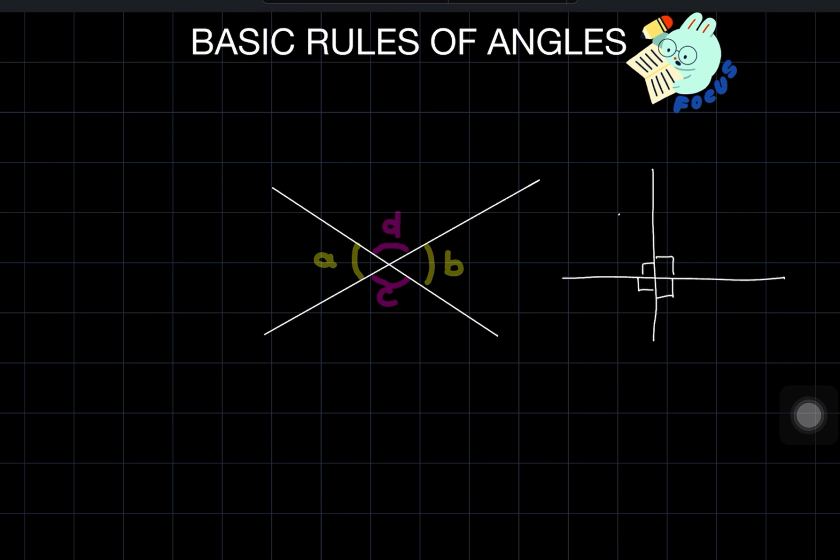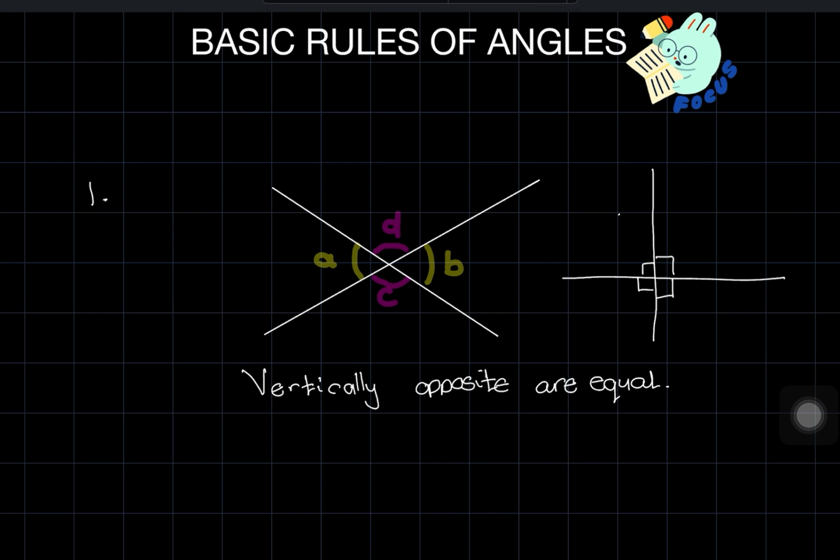Right, let's move on. For our first law, we're saying that vertically opposite angles are equal. Write it down. It's very important to write it down, to help you remember. Let's go to the second law.